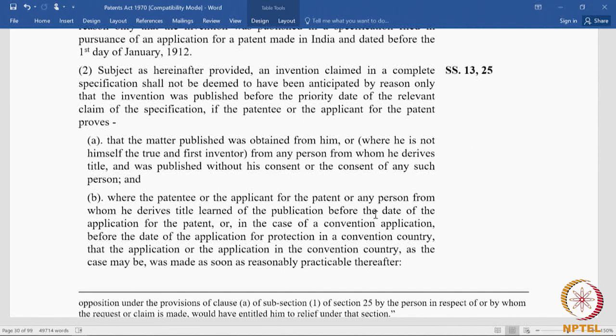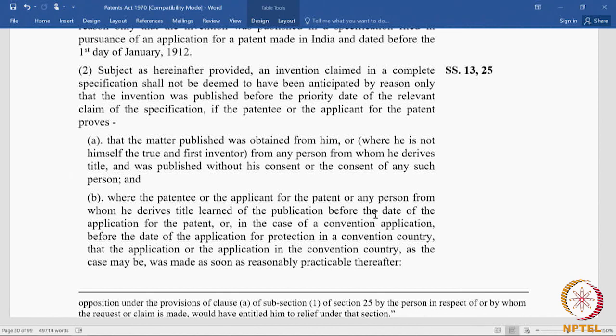So, you wanted to keep your invention a secret, but somebody disclosed it without your consent. Soon after you knew about it, maybe you may come to know about the publication after a few days, weeks or months. Soon after you came to know about it, you made an application as soon as reasonably practicable.